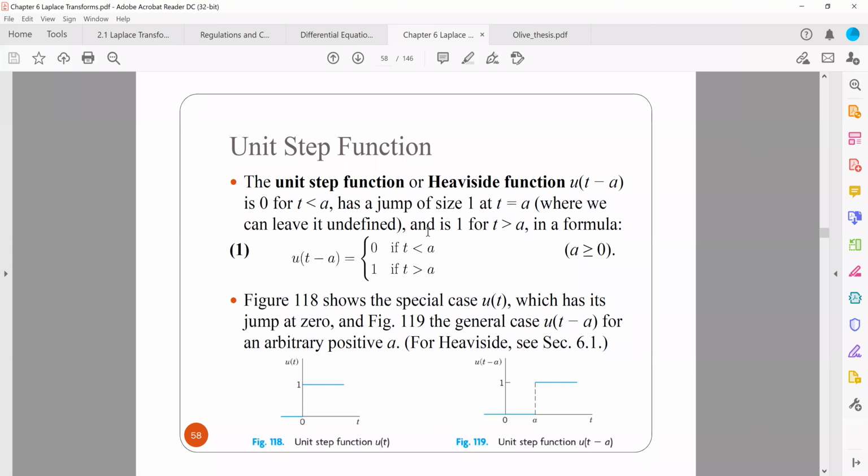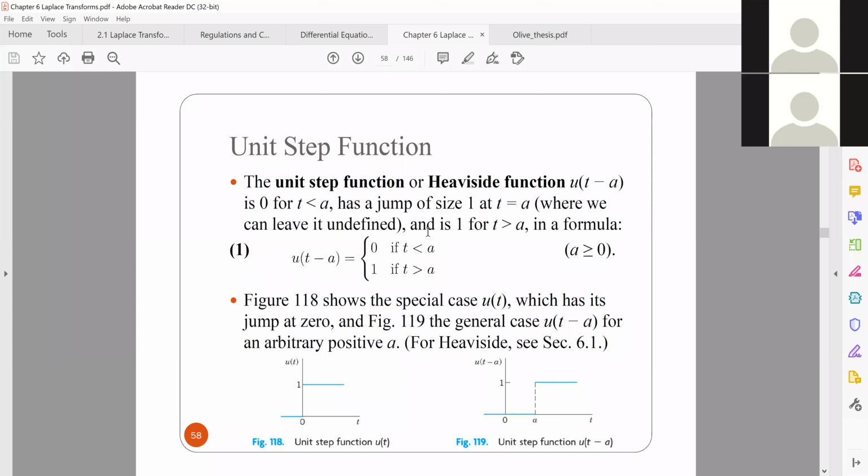If you look at figure 118, essentially u(t) is the same as u(t minus 0). So it is 0 before 0, and then from 0 onwards, it will have a value of 1. So it's like one step from 0 to 1. It will keep at 1 to infinity.